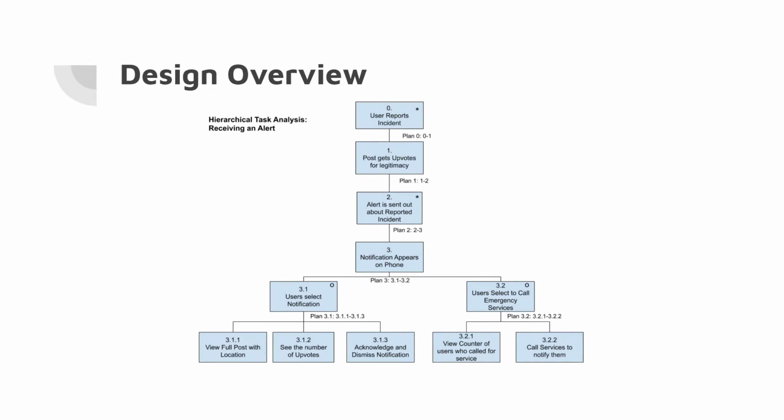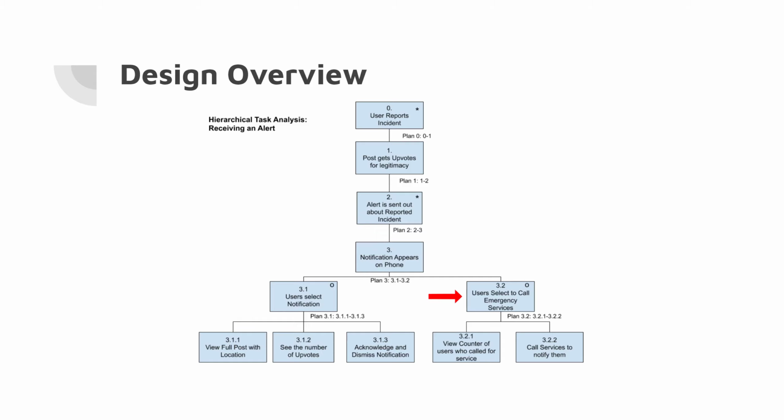So now what happens when users receive alerts? Well, once a user reports an incident, that post will get upvotes for legitimacy. Once it receives a certain number of upvotes, the alert will be sent out to all users who are subscribed to that channel. The notifications will appear on their phone like a normal notification. Those users have the option to select the notification, and from there they can view the full post with the location. They can see the number of upvotes, and they can either acknowledge or dismiss the notification.